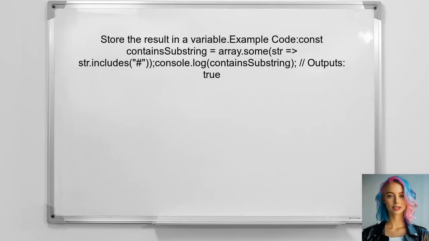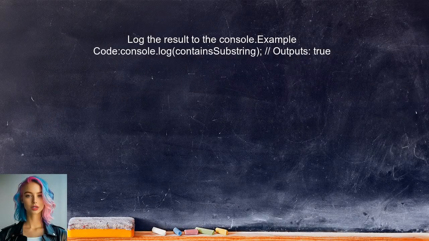After implementing this, the user can store the result in a variable. This variable will be true if any string contains the PID and false otherwise. Finally, the user can log the result to the console to see if any string in the array contains the PID number. This will provide immediate feedback.